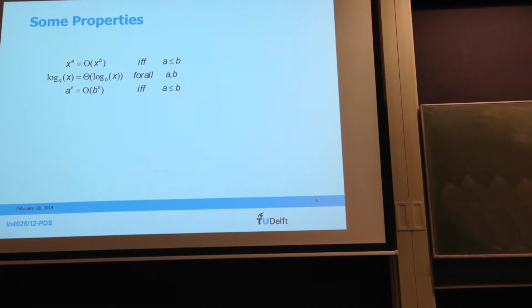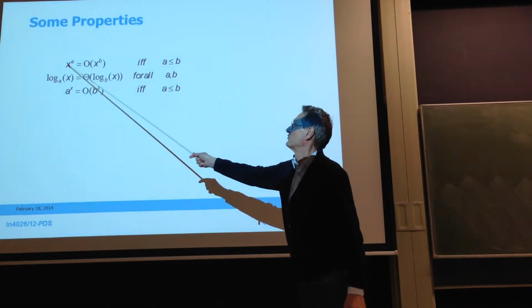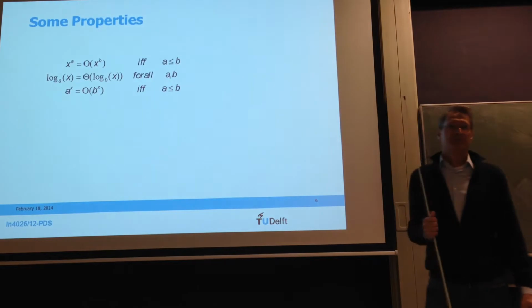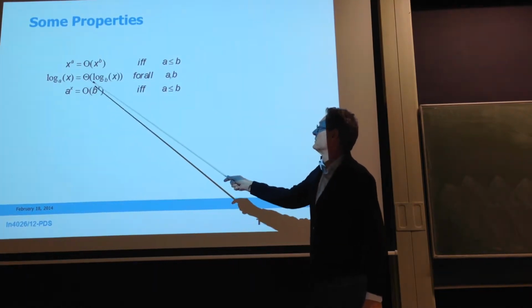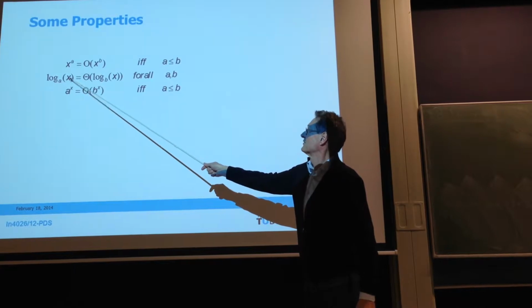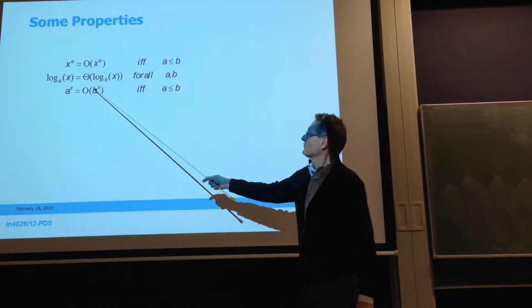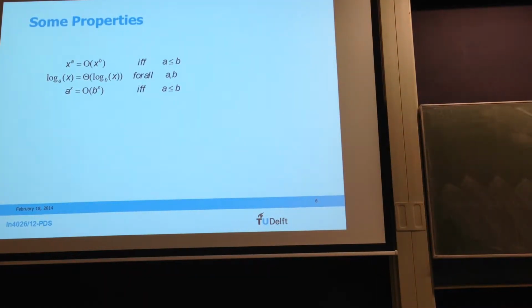There's a number of properties of functions. If we treat them this way, it always holds that x to the power a is upper bounded by x to the power b if a is equal or smaller than b, right? So x to the power b is the upper bound for this one. It holds that the log of x with base e is theta log by base x for all a and b. Also that a to the power x is upper bounded by b to the power x if a is smaller than b. So these kind of relations hold and can sometimes be used to easily manipulate formulas, and we see some of them later on.